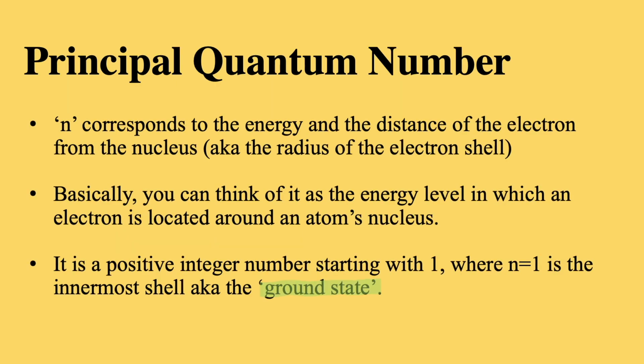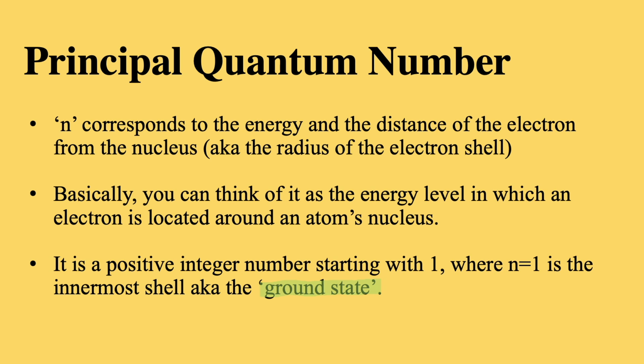Firstly, the principal quantum number is represented by the letter n. This value corresponds to the energy and the distance of the electron from the nucleus, aka the radius of the electron shell. Basically, you can think of it as the energy level in which an electron is located around the atom's nucleus. The higher the n value, the greater the energy, and the larger the radius of the shell of interest.